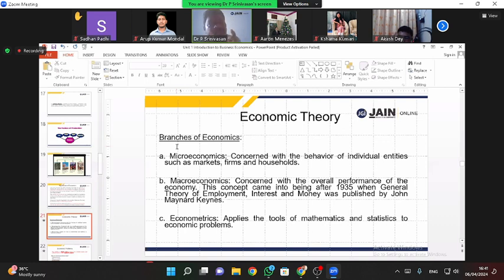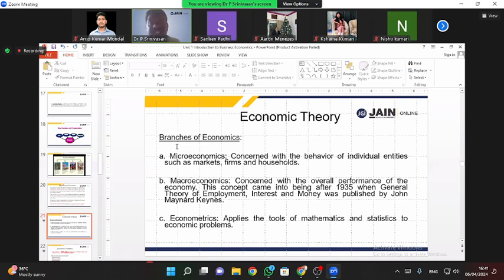Aggregate means everything related to the economy, like export and import. Let's say a very simple question: export of a particular commodity, is that micro? Yes, very good. Perfume, gems, biscuits, the export and import of particular commodities. So these are all micro.